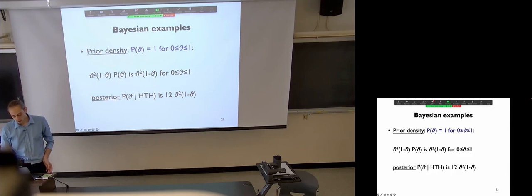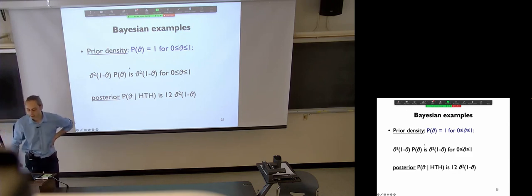Our Bayesian term, so this is the likelihood, theta squared times 1 minus theta times p of theta. And this is equal to theta squared times 1 minus theta, because p of theta is always 1 between 0 and 1. The posterior of p of theta given the data comes up to this, because we take this and divide by the normalization factor. That normalization constant seems to be 1 over 12, and we divide by 1 over 12, we get 12 back. So the posterior is this. I'm not going into detail of the calculation, but that's the general approach: we compute these terms, and then we simply divide by the normalization constant.